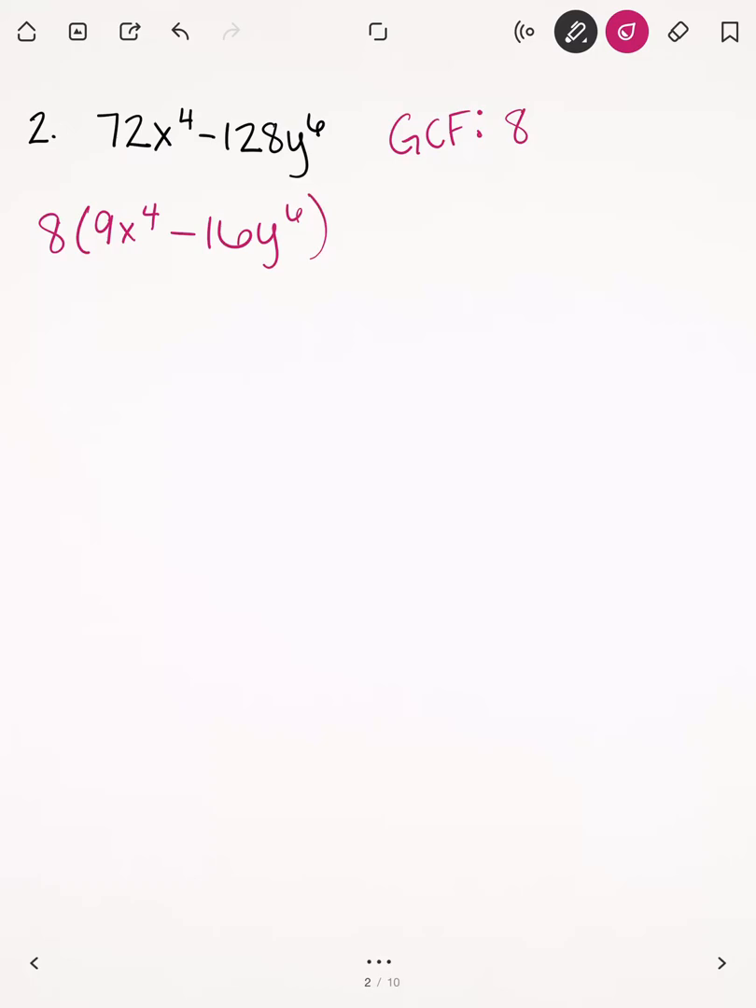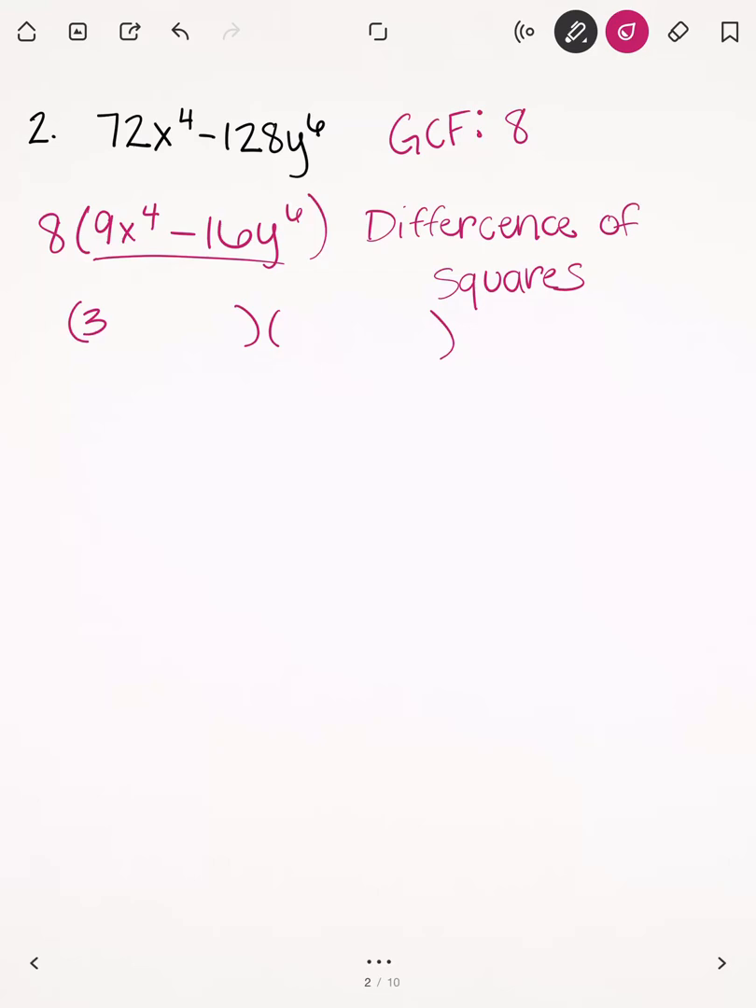Now, if I look at what I have left in the parentheses right here, this is a difference of squares. Difference means we are subtracting. And the 9 and 16 in both variables are perfect squares. So, to factor a difference of squares, I start with two sets of parentheses. I take the square root of 9x to the fourth. Well, the square root of 9 is 3.